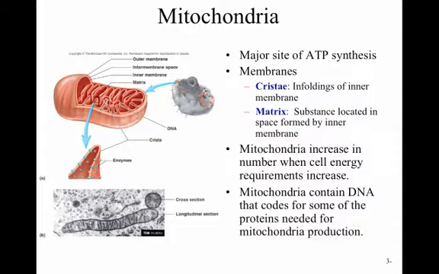Mitochondria is where there is some DNA located, and that codes for some of the proteins needed for mitochondrial production. So when cell division occurs, the mitochondria will reproduce itself.